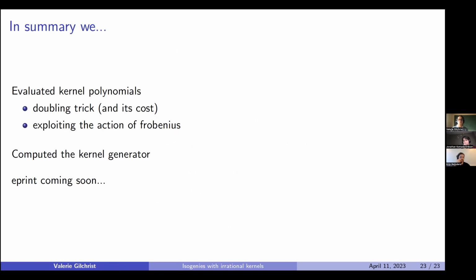So in summary, we focused on how to evaluate these kernel polynomials. We looked at this doubling trick, and then we took that even farther and looked at how we could use those Galois orbits to generate our set S. We looked at how we can compute the kernel generator. And we have an e-print that will hopefully be out very soon.